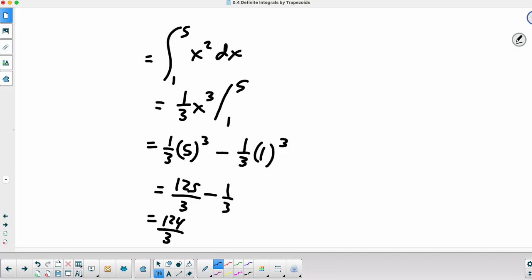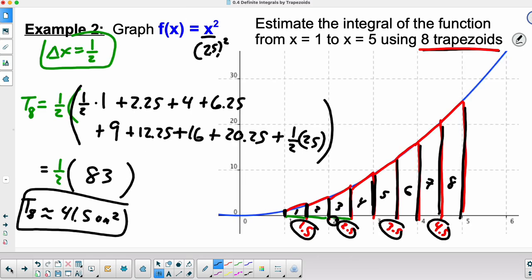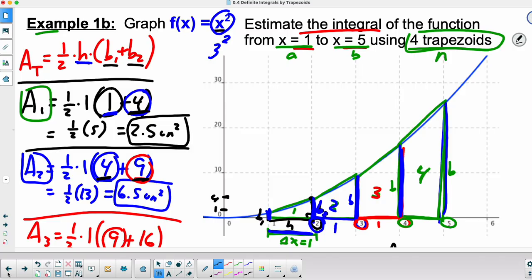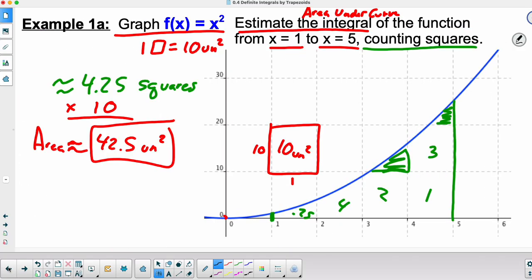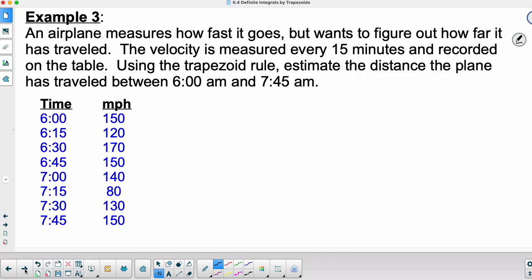The exact answer, the exact area under my curve, is exactly 41 1/3 units squared for this problem. We're going to use definite integrals, and that's what it's going to be in a moment. But are we close here? Yeah. This is way closer than this one was, and way closer than what this was to the actual answer. Does that make sense?